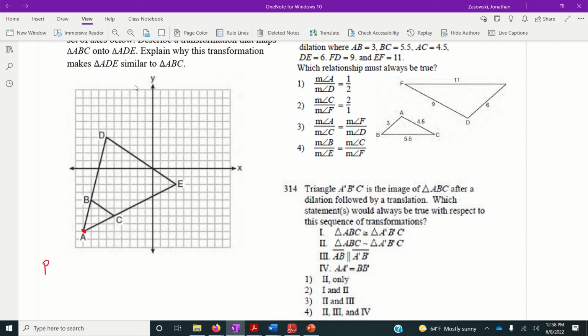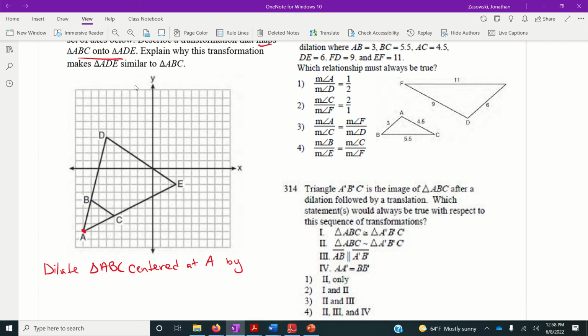So we're going to say dilate triangle ABC. And the reason I want to do that is I want to map ABC onto ADE, okay? We need a center, so centered at A.